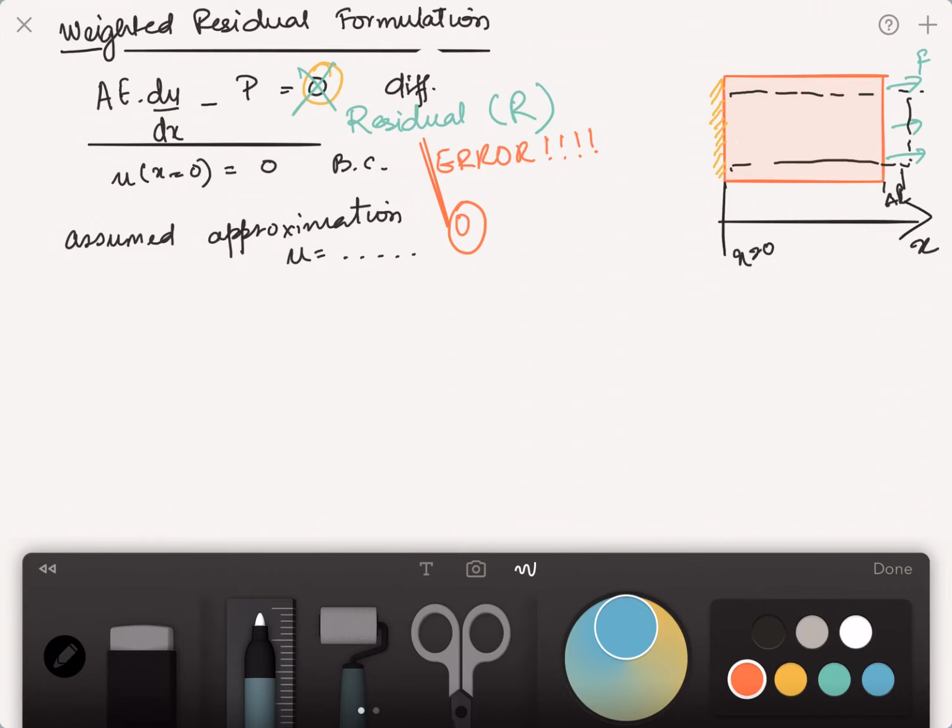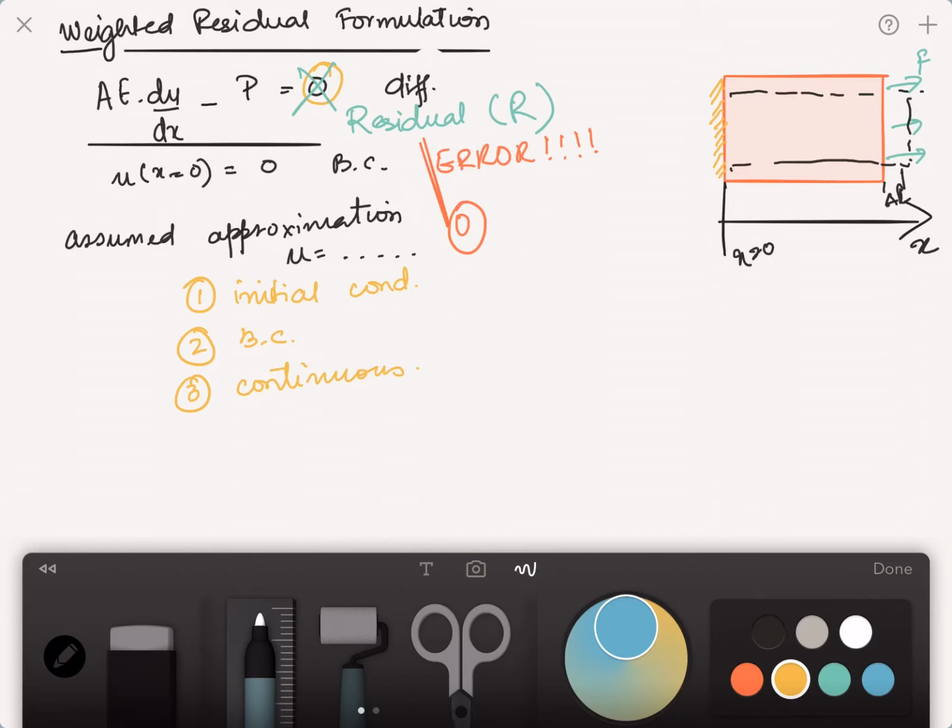Now, by assumed approximation of u, we can't just pick an arbitrary u, right? We have to be careful about what choice we make. The assumed approximate solution has to satisfy certain conditions. Let's say the conditions are: it has to satisfy the initial conditions of the problem, it has to satisfy the boundary conditions of the problem, and it has to be a continuous function.